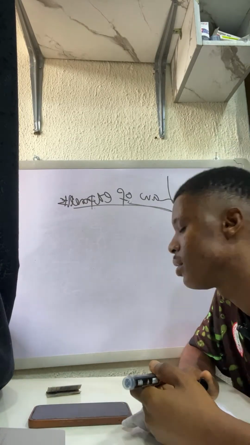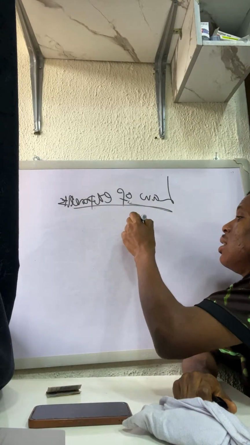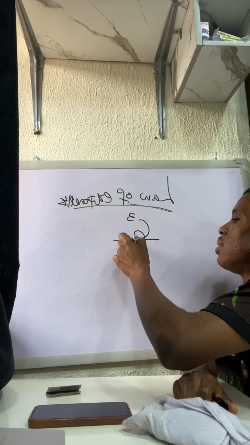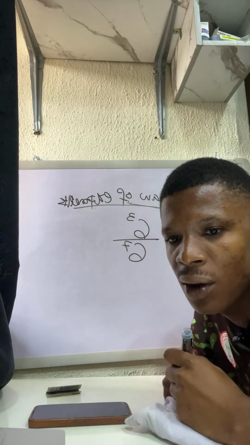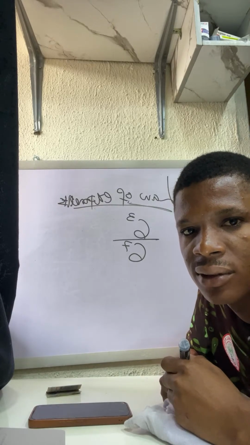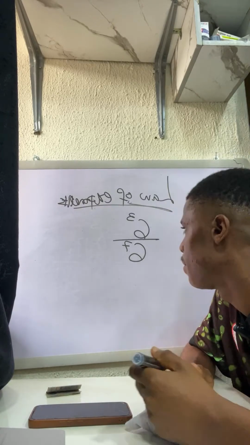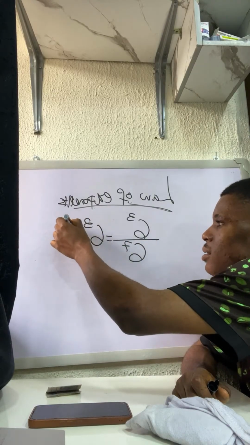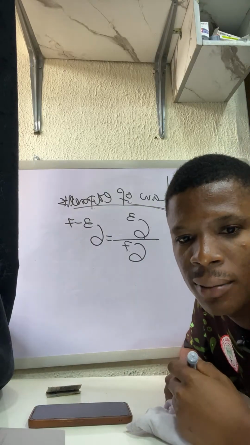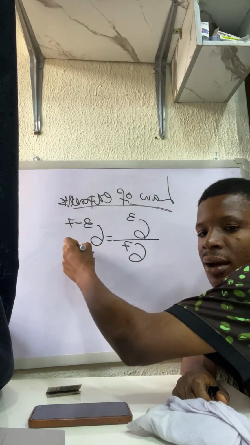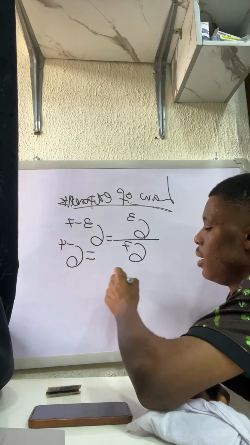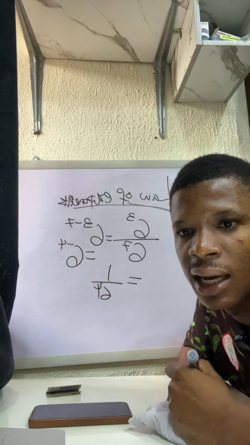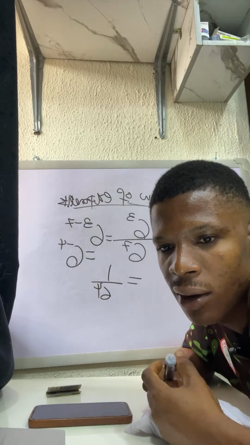Let's look at the next one. Let's look at 6 power 3 divided by 6 power 7. This is very, very simple. The bases are equal, this is 6. Subtract the powers, 3 minus 7, which is negative 4. You have it as 6 power negative 4, and that's basically 1 over 6 power 4.